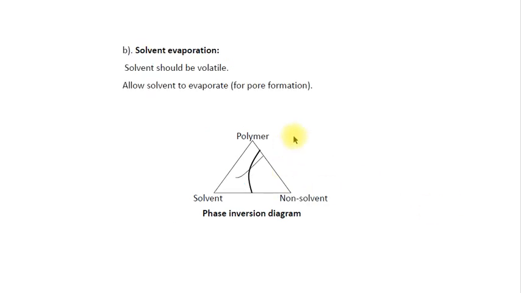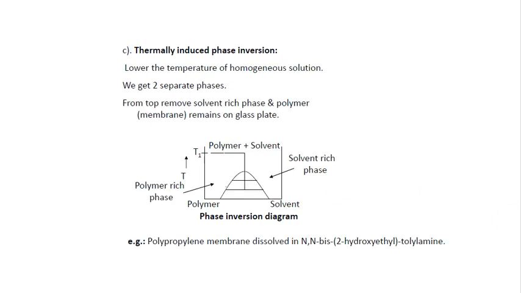So in the evaporation, if you change the vaporization rate, then you can change the pore size. If you are vaporizing the membrane very slowly, you will get very small pores. If you are vaporizing the solution very fast, you will get larger pores. Next method is the thermally induced phase inversion. This is also a very much applied process.